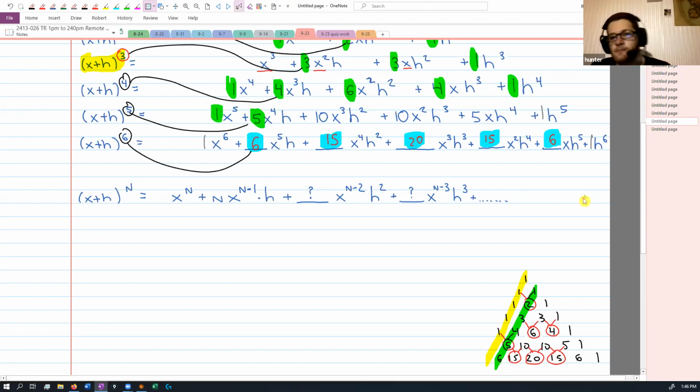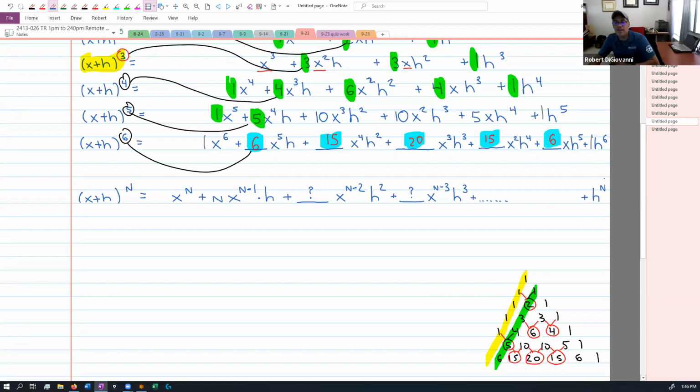What is the last piece of this? It's going to be h to the nth power, because on the end, the h is the same power as what we started with. So that'll be h to the n. There won't be any x's there. The one in front of it will be h to the n minus 1, because if this is 6, this was 5 on the h. How many x's here? Just 1.